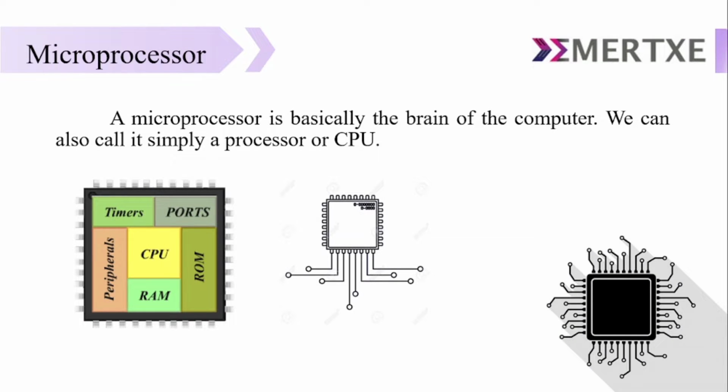As for the microprocessor part, a microprocessor is basically the brain of the computer. It is also referred to as the CPU. A microprocessor does not contain all the components like timer, ports, CPU, RAM, ROM, etc.